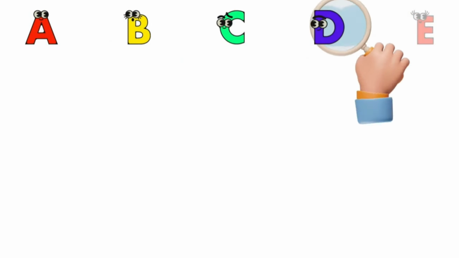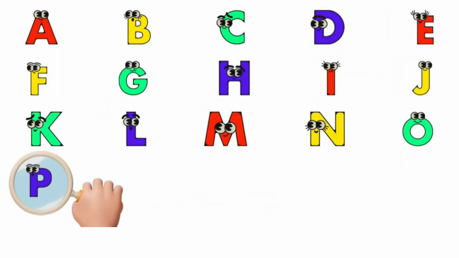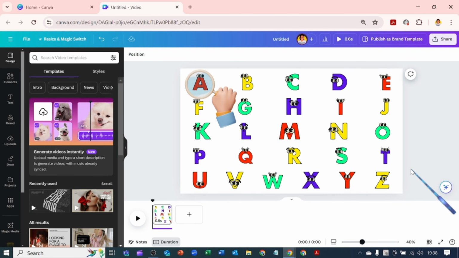Today we will look at how to create this animation video using Canva. Let's quickly go into Canva and let me show you how it's done. I've taken the time to add the 26 alphabets into our design page.